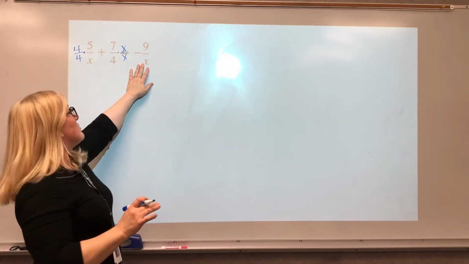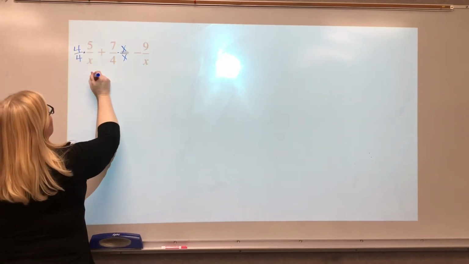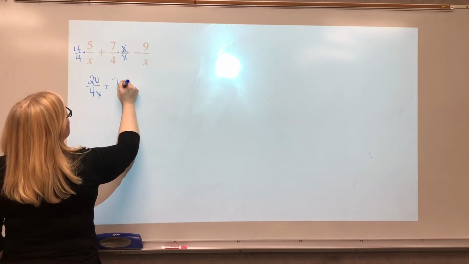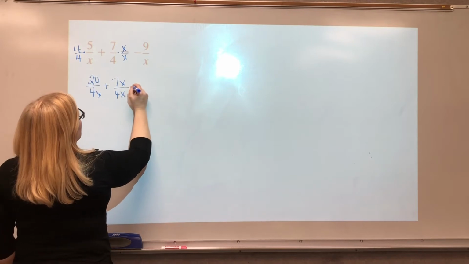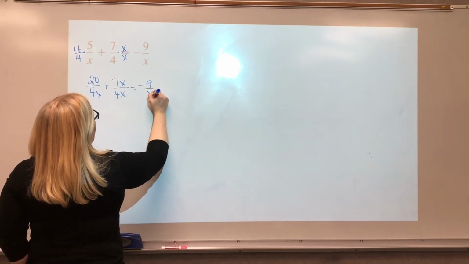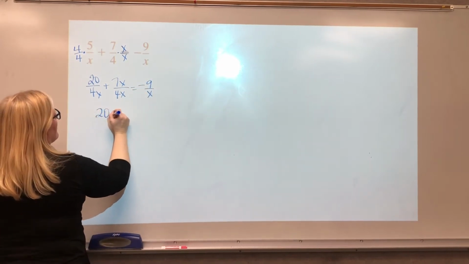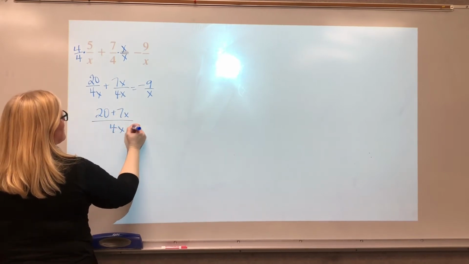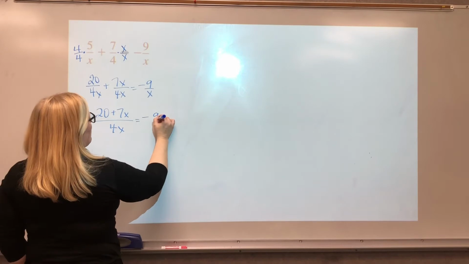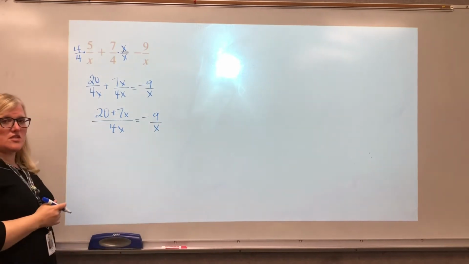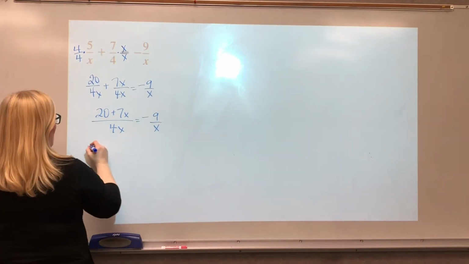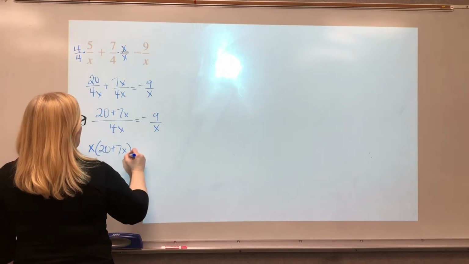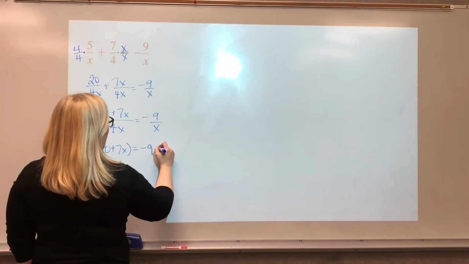I don't need to. Okay, so this now becomes 20 over 4x plus 7x over 4x equals negative 9 over x. So this is 20 plus 7x over 4x equals negative 9 over x. And now I can cross multiply. So I have x times 20 plus 7x equals negative 9 times 4x.